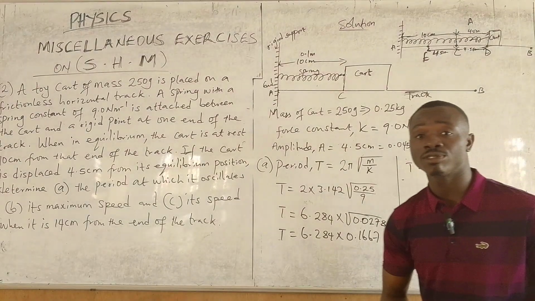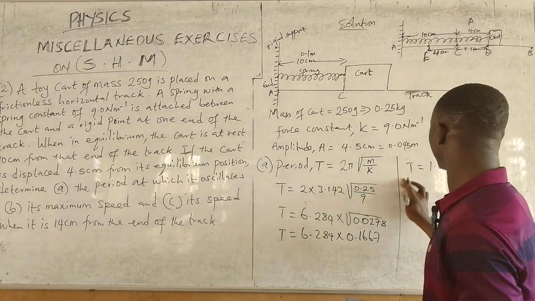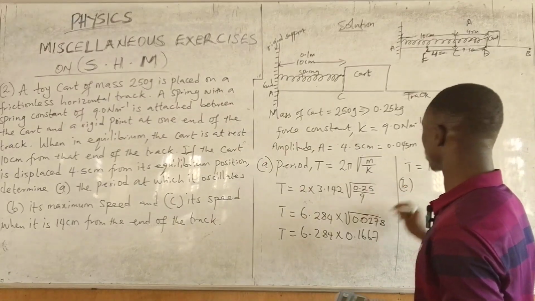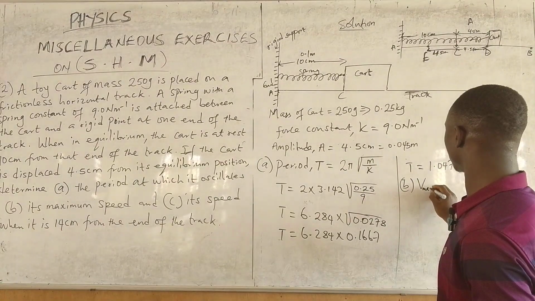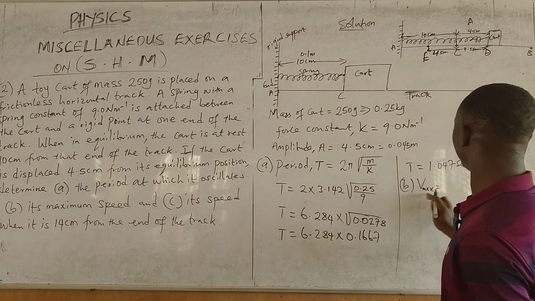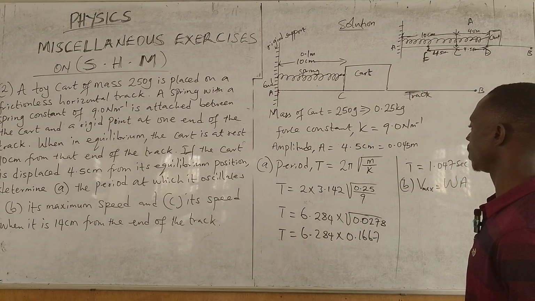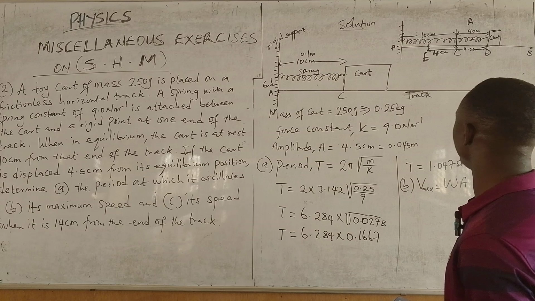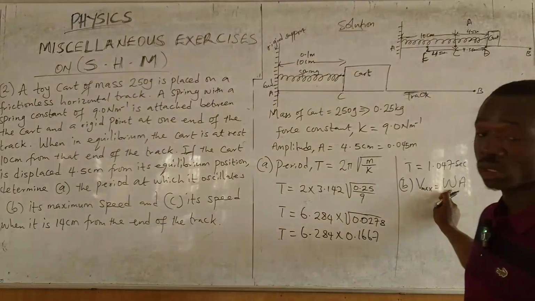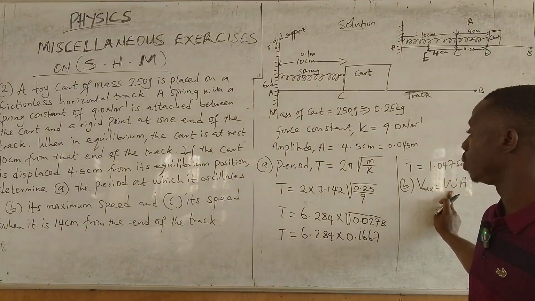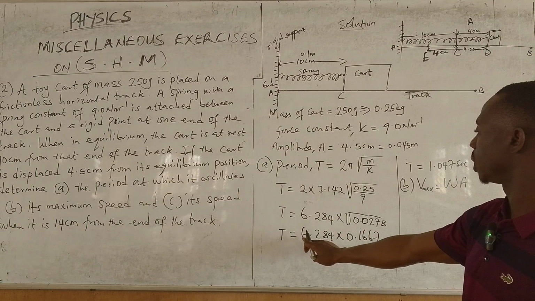Now we are also asked to find the maximum speed. So B, maximum speed, which is V max. What's maximum speed? V max equals omega times A. Omega times A. Now, do we know omega? No. But I think we can calculate omega here now. We can get our omega from here.